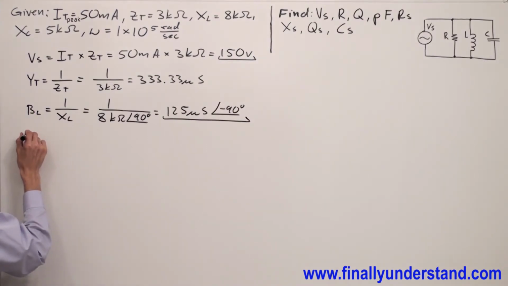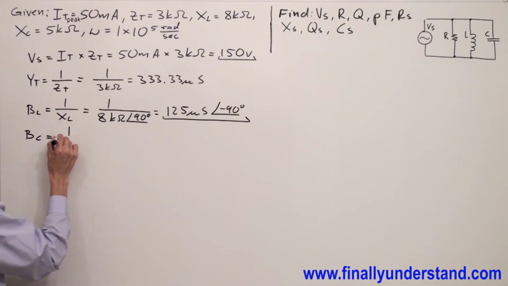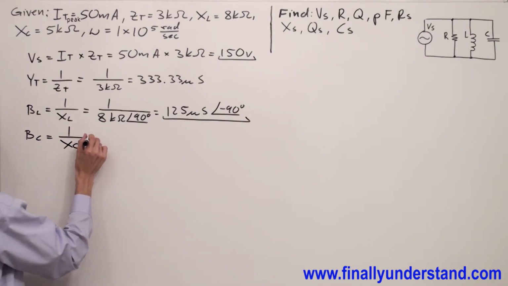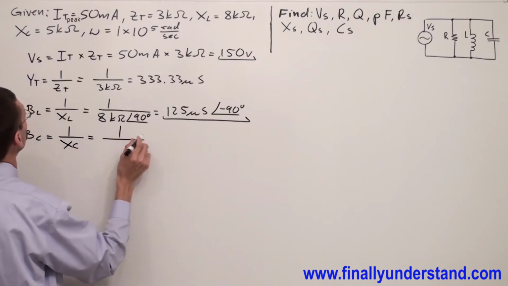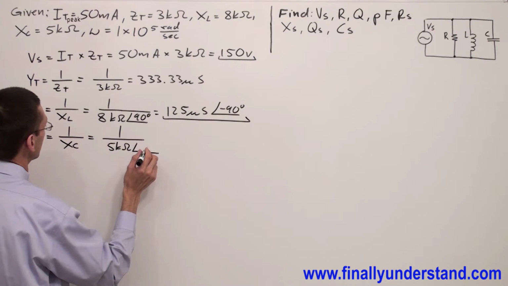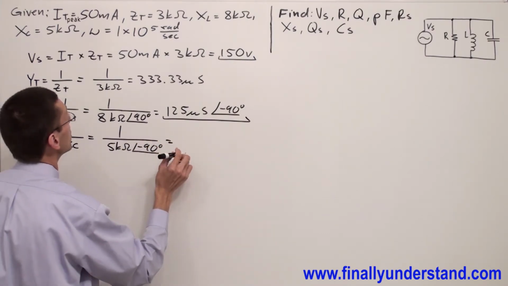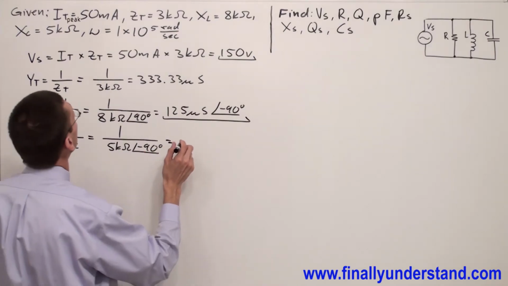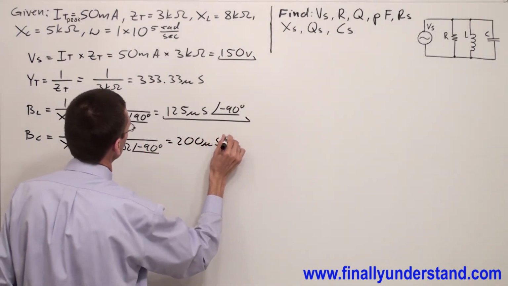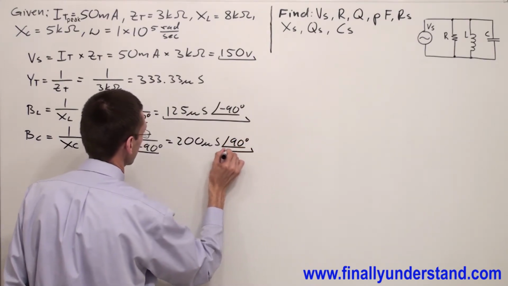Next, I'm going to find the capacitive susceptance, BC, 1 over X of C, which is equal to 1 divided by 5 kiloohms and angle of negative 90 degrees. This is equal to 200 microsiemens and angle of 90 degrees.